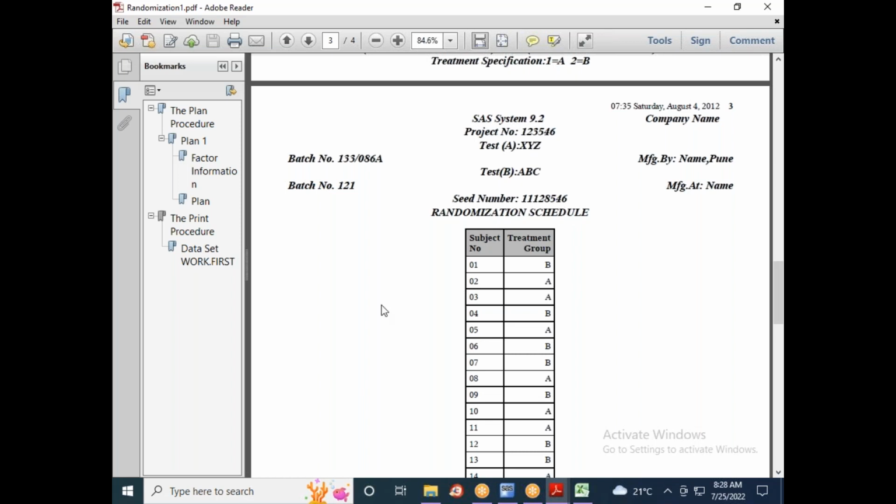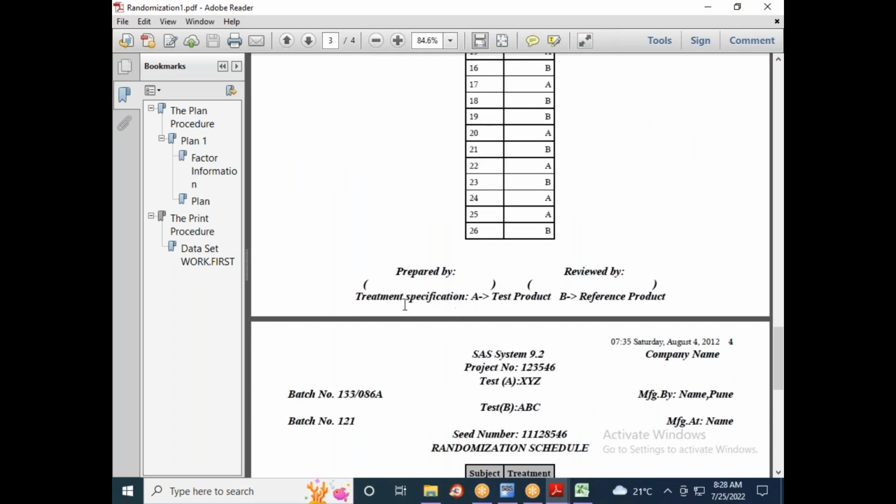So for subject number one, we are giving treatment B. Subject number two, we are giving treatment A. Treatment A is your test product. Treatment B is your reference product. Reference product means it can be a product which is already available in the market, or it can be a placebo.